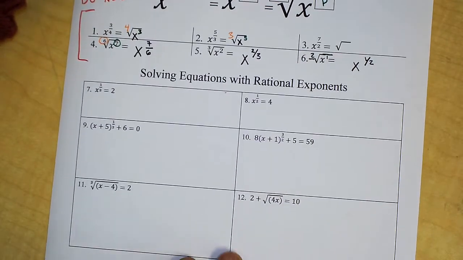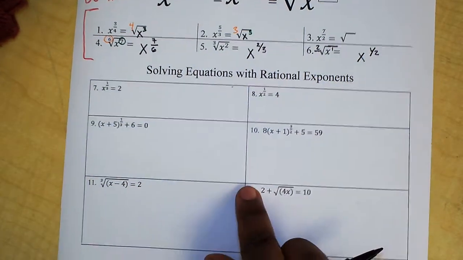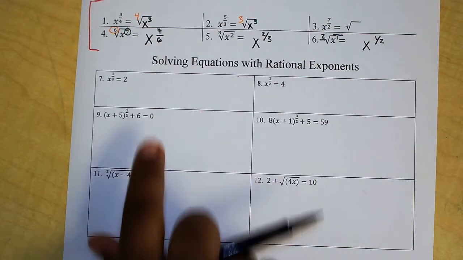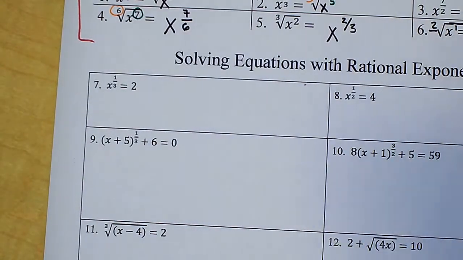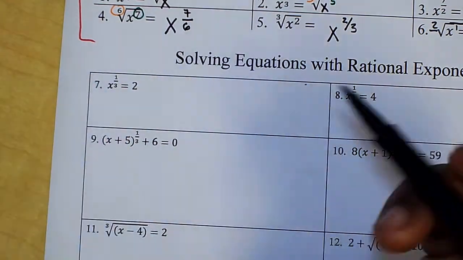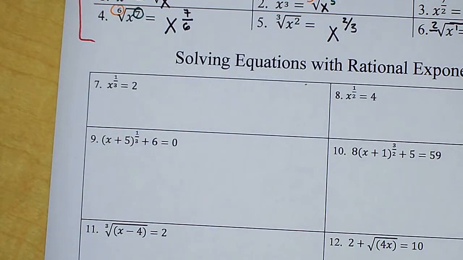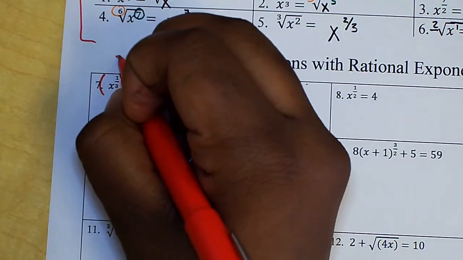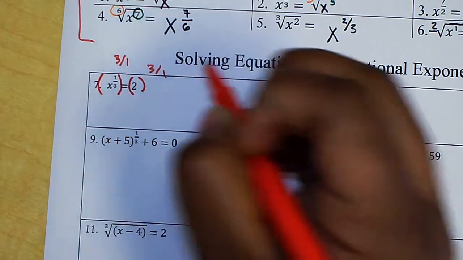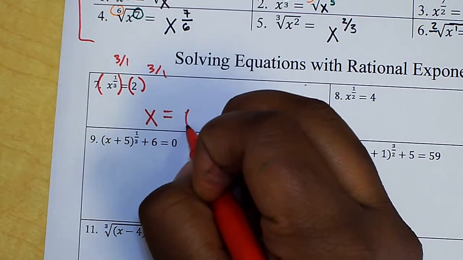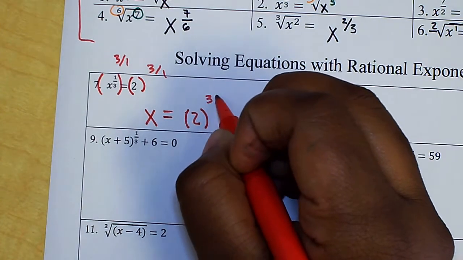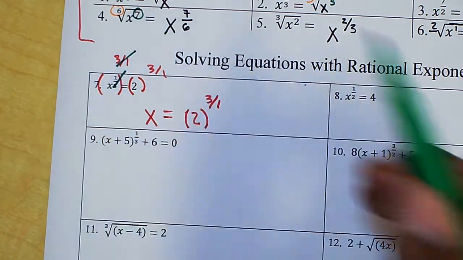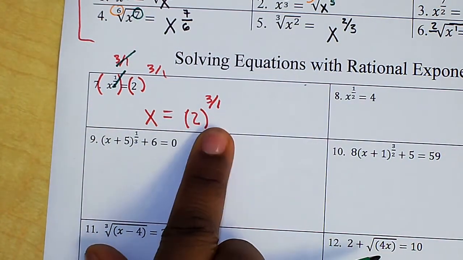So let's move on to solving equations with rational exponents. To solve equations with rational exponents, we just have to do the inverse. So let's look at number 7. I'm going to zoom in. To get rid of this exponent, I have to raise everything to the inverse exponent. So I have to raise everything to the power of 3 over 1. So then x would be equal to 2 to the power of 3 over 1, because this is going to cancel out these exponents. So this is going to cancel out that exponent, and now I have x by itself.